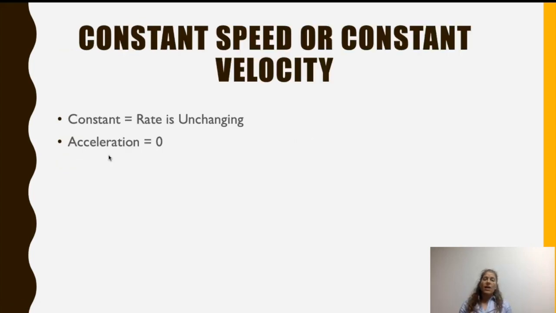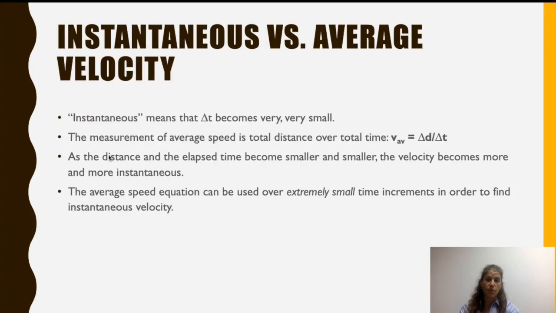So what does it mean to have constant speed or velocity? It means it's unchanging. Right? It's always the same. It's 50 miles per hour, 50 miles per hour, 50 miles per hour, or 3, 3, 3, 3. It's always the same. You have no acceleration.